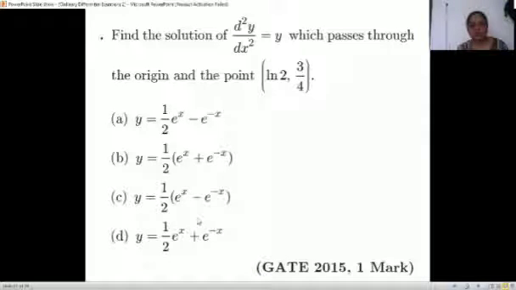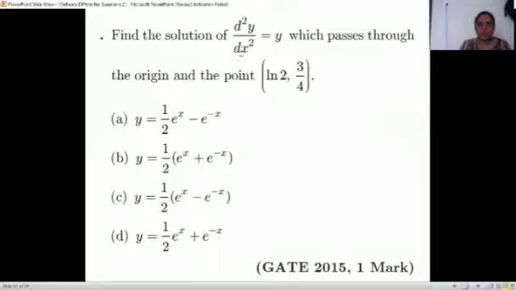Find the solution of the equation which passes through the origin and the point (ln 2, 3/4). So x and y are given. Actually x is ln 2 and y is 3/4, and it also passes through the origin. Solve this equation first, and we will get the answer.